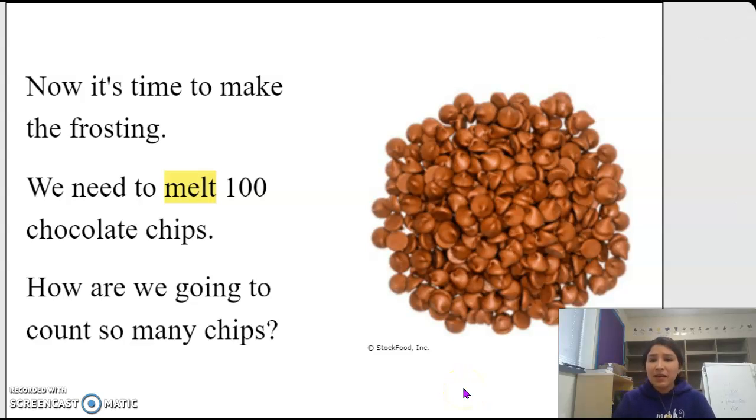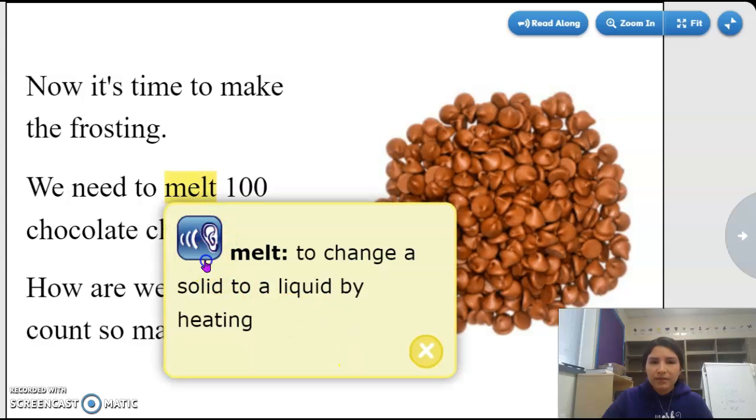Now it's time to make the frosting. We need to melt 100 chocolate chips. Oh my, that is a lot, 100 chocolate chips. How are we going to count so many chips? Melt. To change a solid to a liquid by heating.